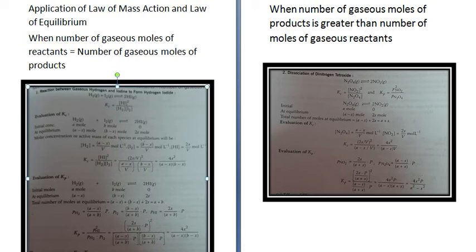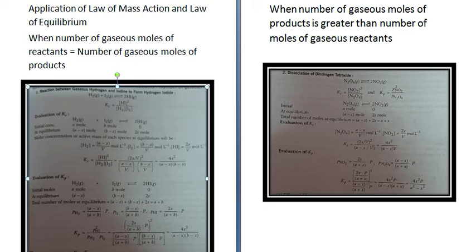If you add an inert gas at constant volume, the addition of inert gas will not change the molar concentration of reactants and products, and the state of equilibrium will remain unaffected.